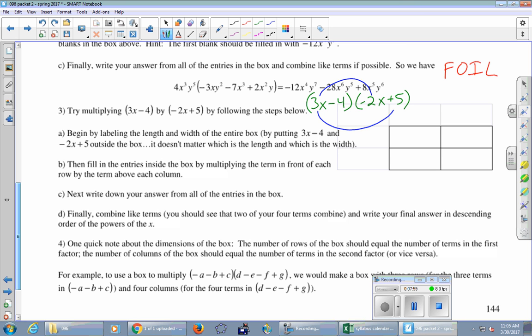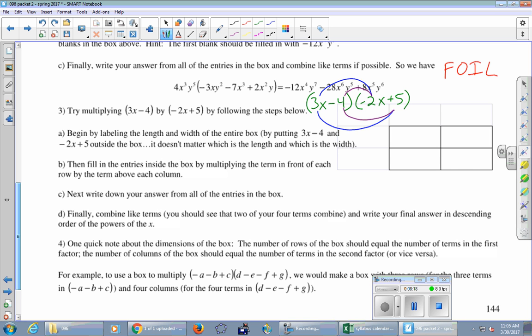I stands for inners, so we multiply these inner guys together. L stands for last, right? The things that are last. So the last thing in each parentheses gets multiplied. So FOIL is how you can multiply two binomials.